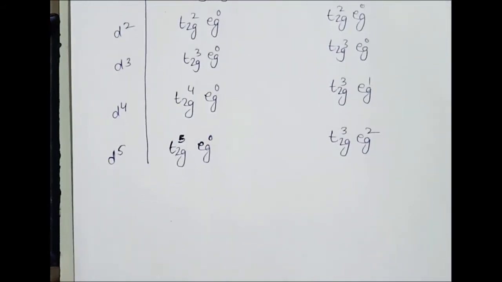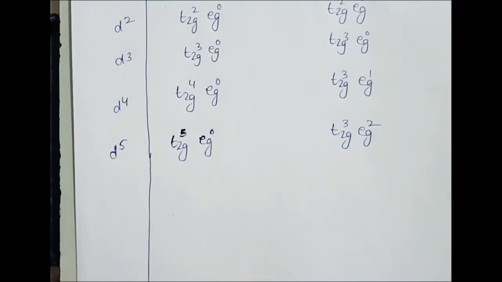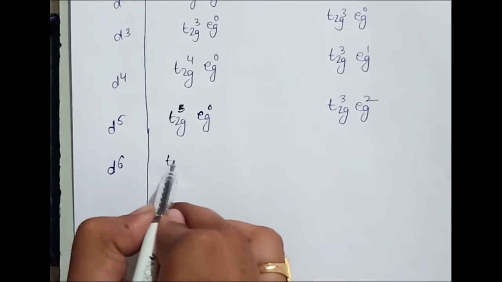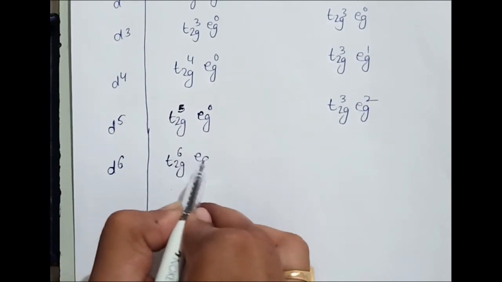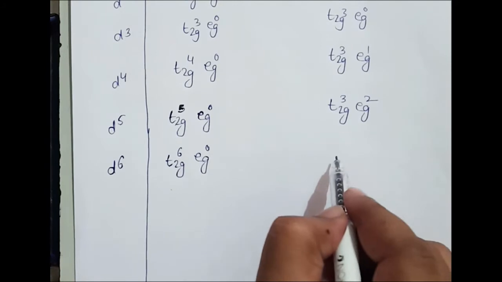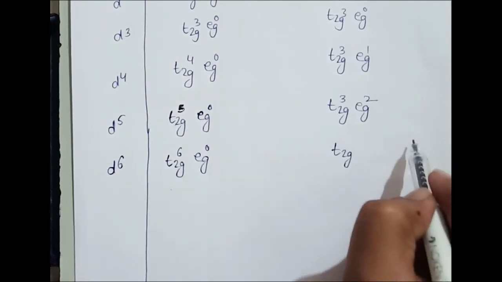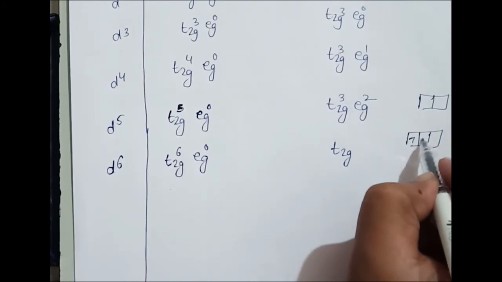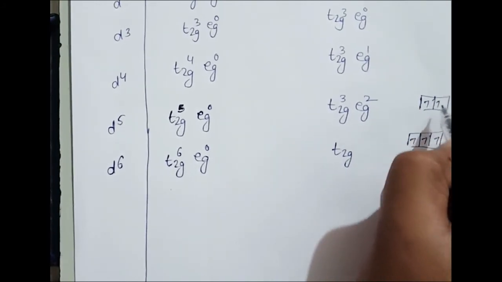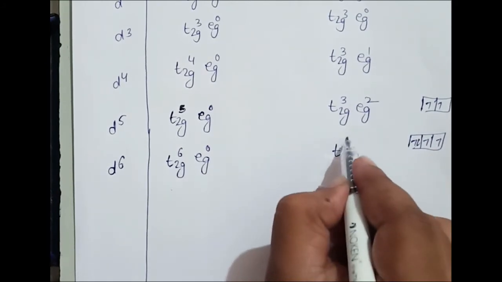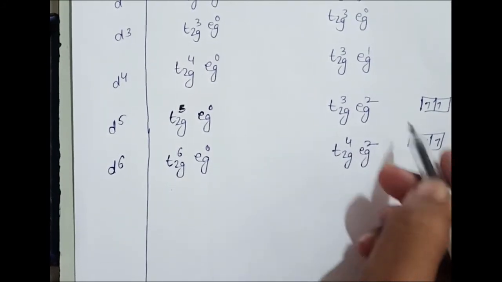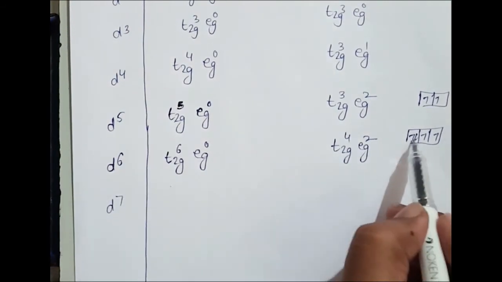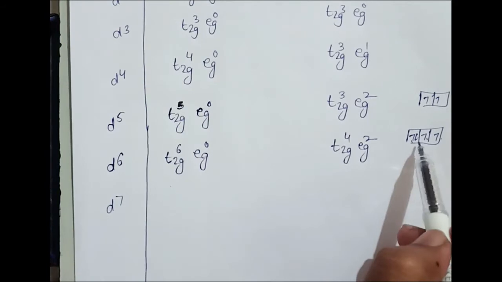So you have to make the big list because it can be asked in any exam. Suppose a d6, what can you write? It is t2g6 eg0, and here t2g4 eg2, because there are 3 orbitals here, 2 orbitals here, 6 electrons, 1, 2, 3, 4, 5, 6. You know it very well. d7. So 1, 2, 3 is a strong ligand, so pairing will be there.